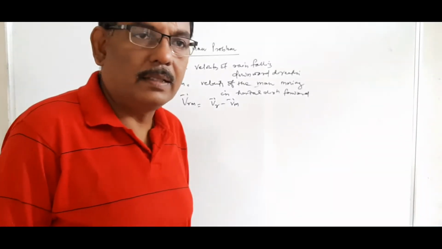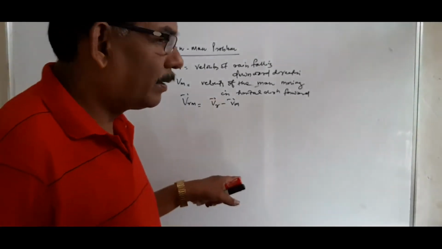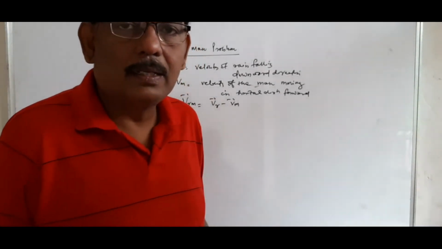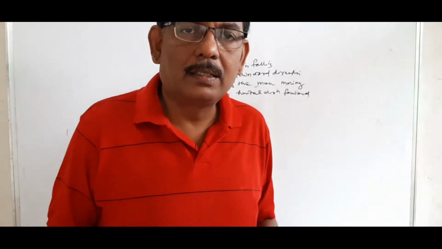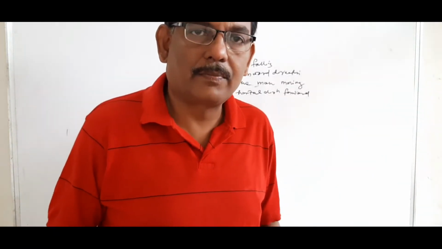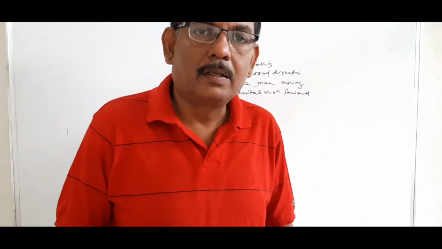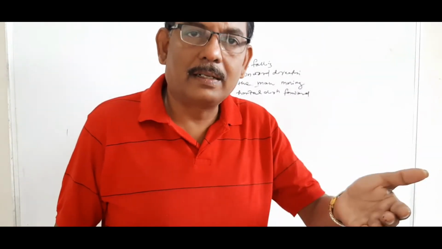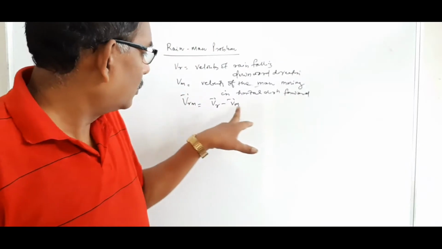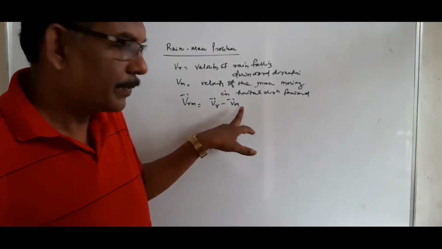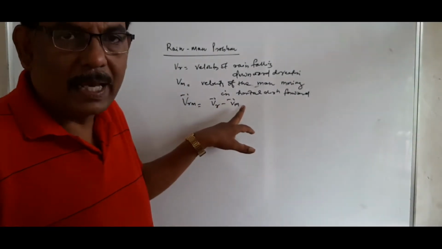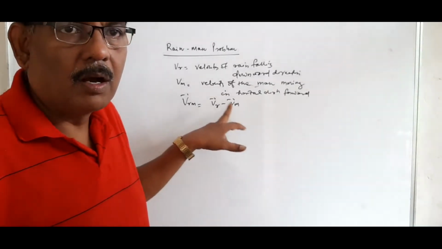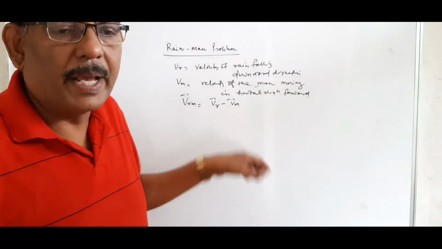In order to calculate the velocity of rain with respect to man, you suppose that the man is at rest. At that moment, the velocity of man is given to rain in the opposite direction. This is the equation Vr minus Vm. This is the calculation of velocity of rain with respect to man.